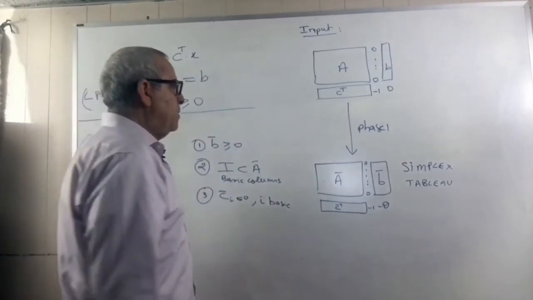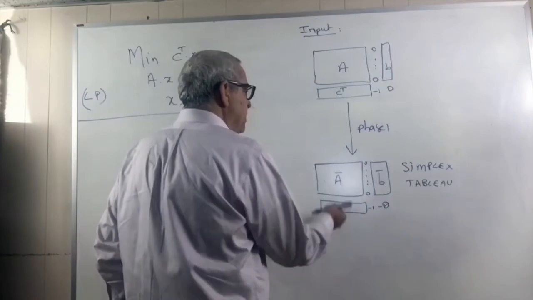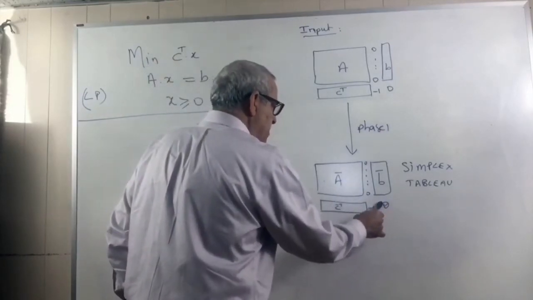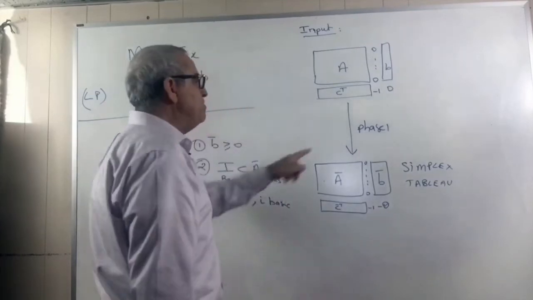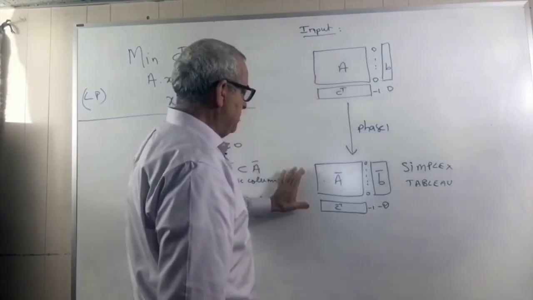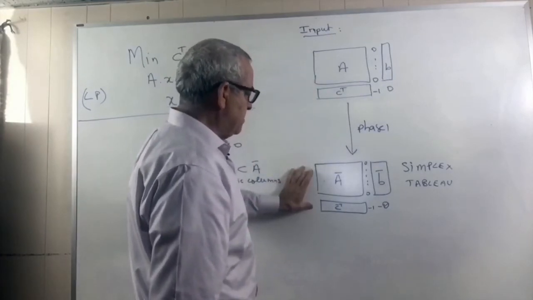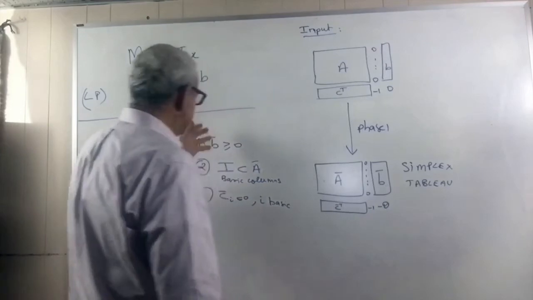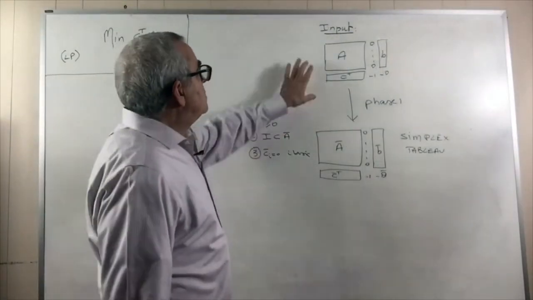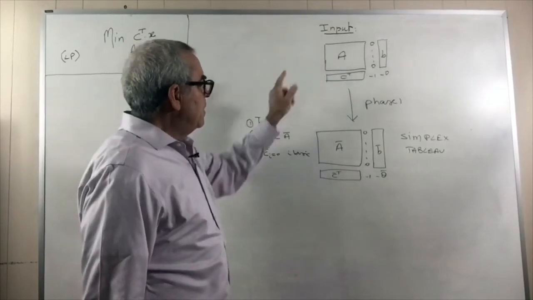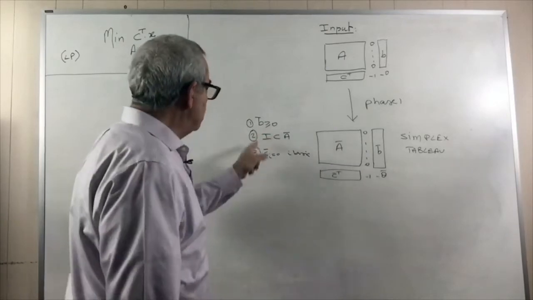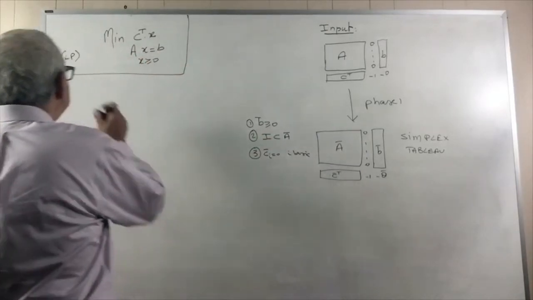Once we have a simplex tableau, then we can use the simplex algorithm to optimize this number here, theta. So the mission of phase one is to take this general system and transform it into a similar system, but one that is a simplex tableau satisfying these conditions. So how do we transform a general system like this into a simplex tableau with conditions 1, 2, 3? First, step one.